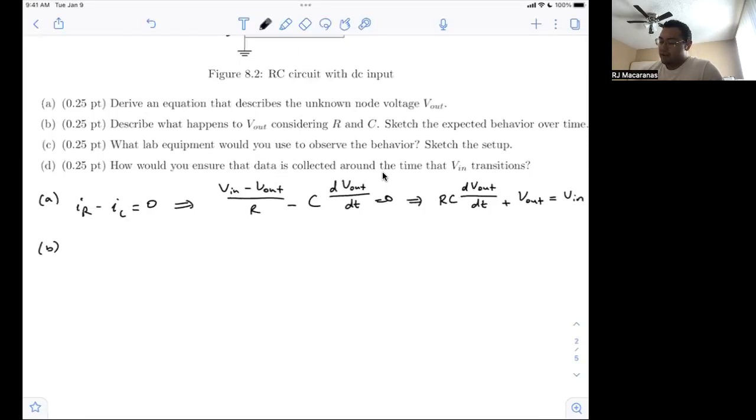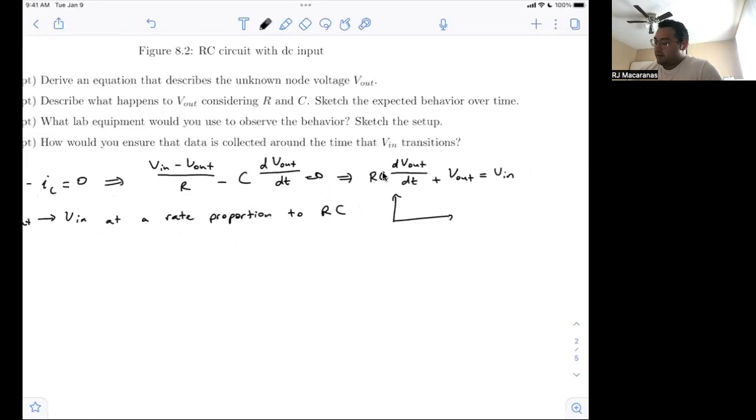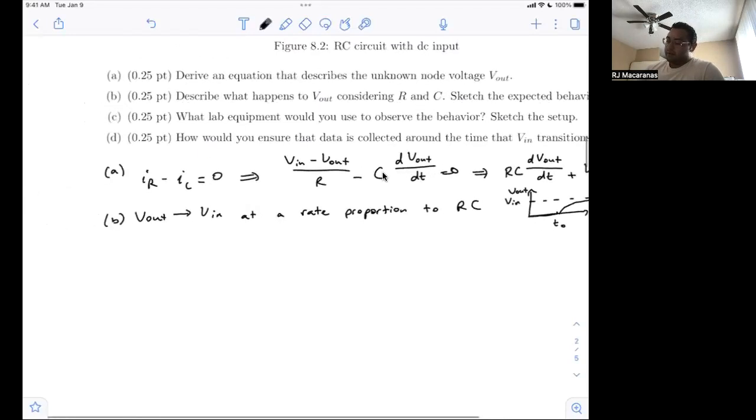So what happens to V out? So V out approaches V in at a rate proportional to R times C. And if we were to just sketch that, right, so we've got V out, we're looking at V out as a function of time. And if this is V in, right, V in's level, it's that dotted line. And then at T naught, V out's going to stay 0, and then it's going to approach this V in level.